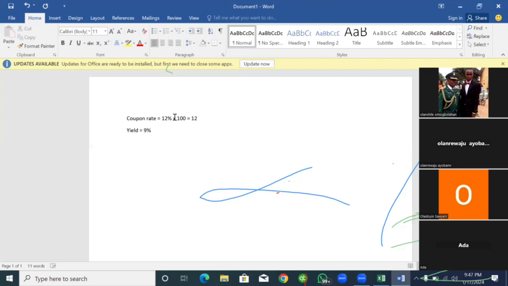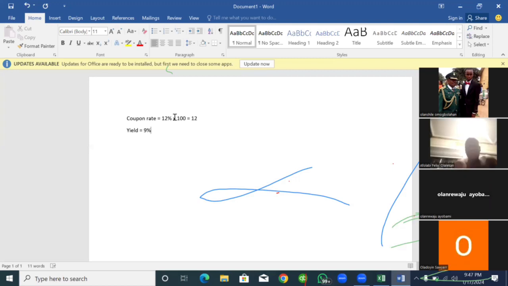We need to move very fast. Interest payment over yield. We already brought out our interest. We already brought out our yield. If you don't know, like I said in our last class, coupon also means interest. The formula is interest payment over yield. This was my answer. What's my answer?